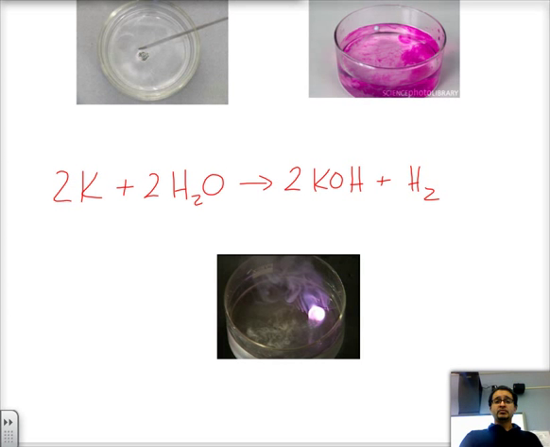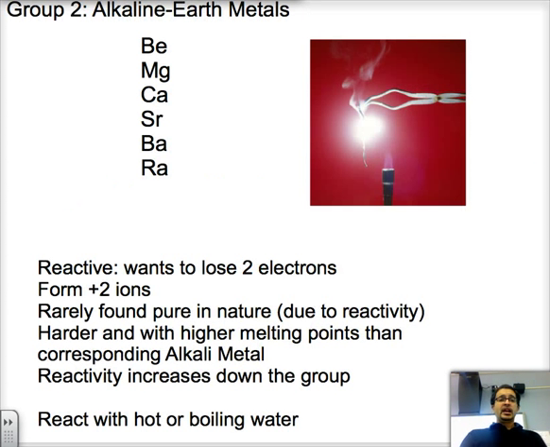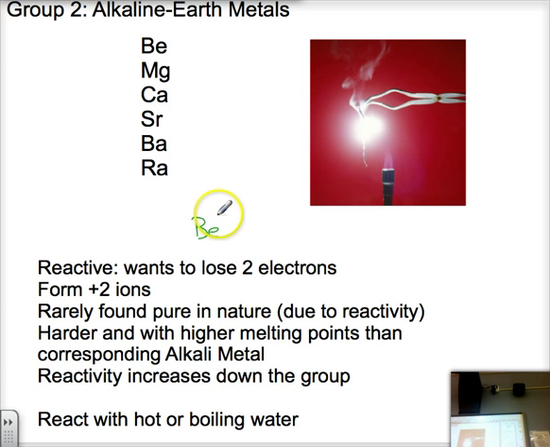Okay? Now, let's look at the next group. If we look at the alkaline earth metals, they're a little bit less reactive, all right, because they have 2 electrons, so it takes a little bit more energy to get them to react, but they want to lose those 2 electrons and form the +2 ions, so they will form things such as beryllium 2+, or magnesium 2+, or also very commonly the calcium 2+ ions.